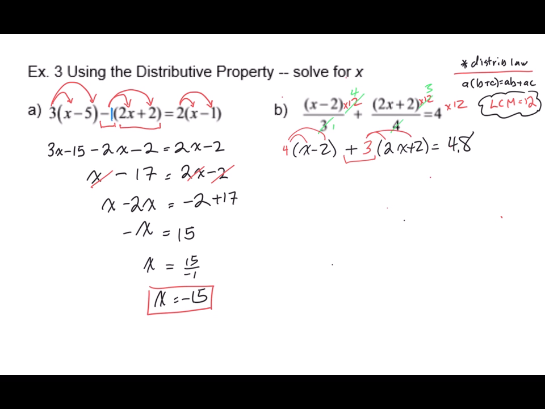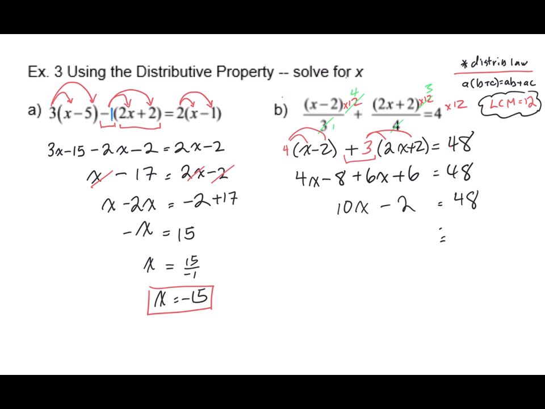all equals 48. Now, you're going to follow the same pattern that we did in 1 where we distributed across. So we end up with 4x minus 8, 6x plus 6 equals 48. Now, collect all the work on the left side, and you should get 10x minus 2 is equal to 48.